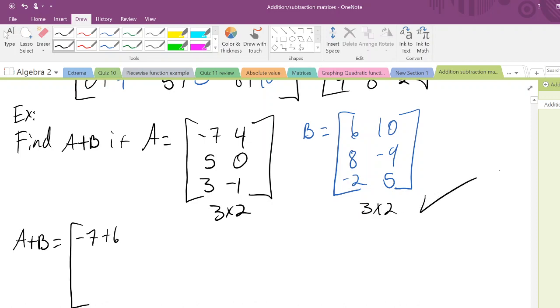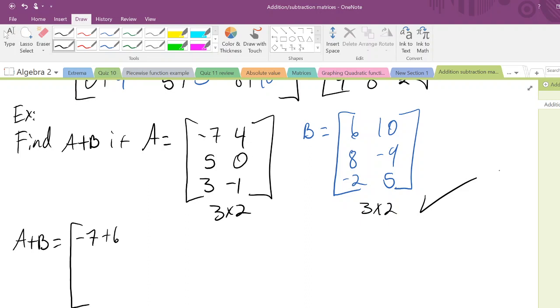They have the same dimensions, so you're going to be able to do it. In case they don't match, you just write not possible. So if the dimensions don't match up, all you have to write is the dimensions don't match or not possible.